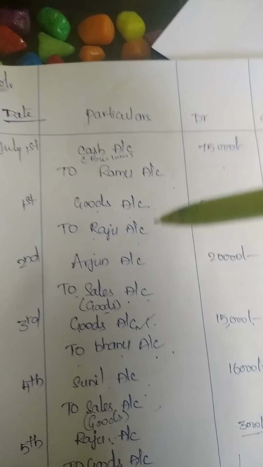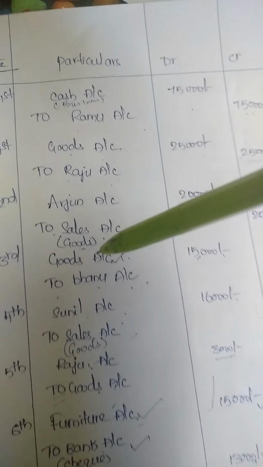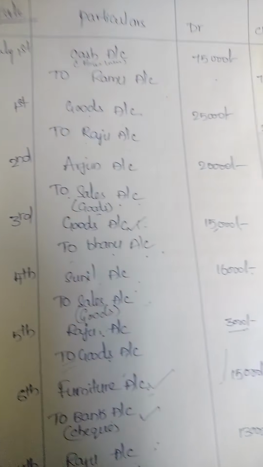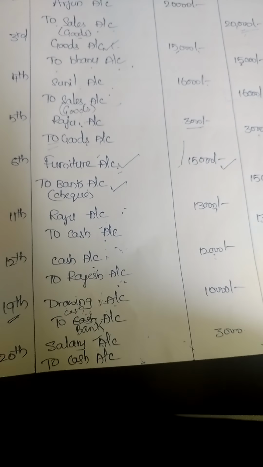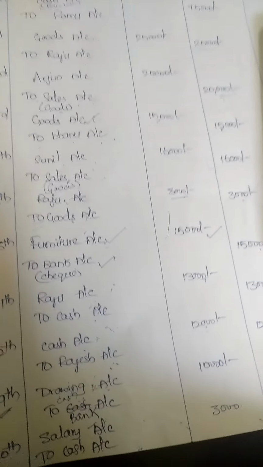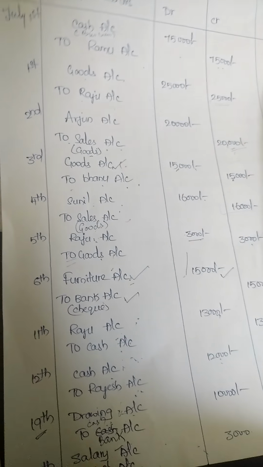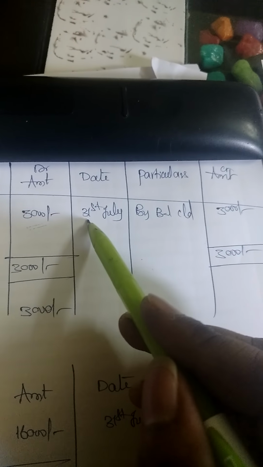Next, is there any to salary information in the problem? To salary, to salary, to salary. I think we can't get to salary. Why? Because salary is an expense, always we have to post it under the debit side. So we can't find any transaction with to salary. That is the reason no transaction is found with to salary. So that is 31st July.